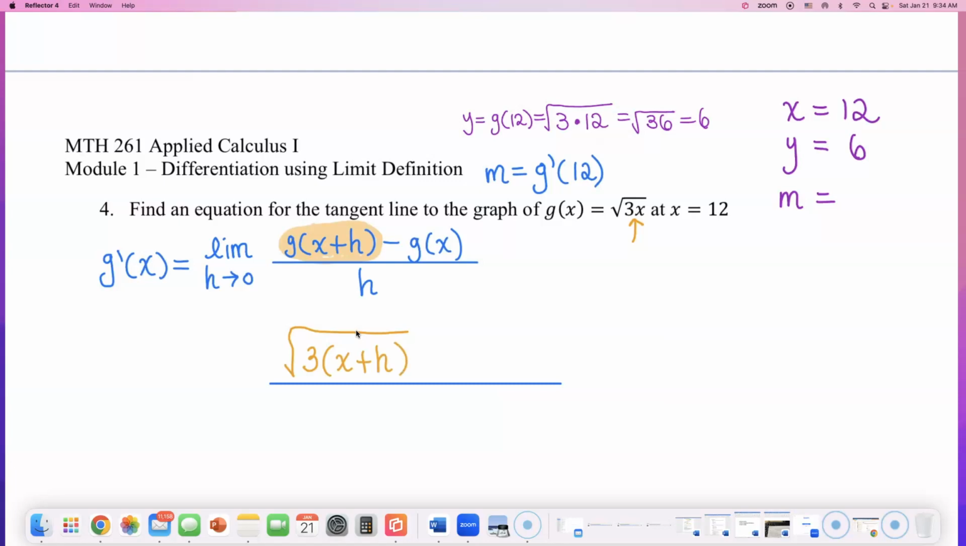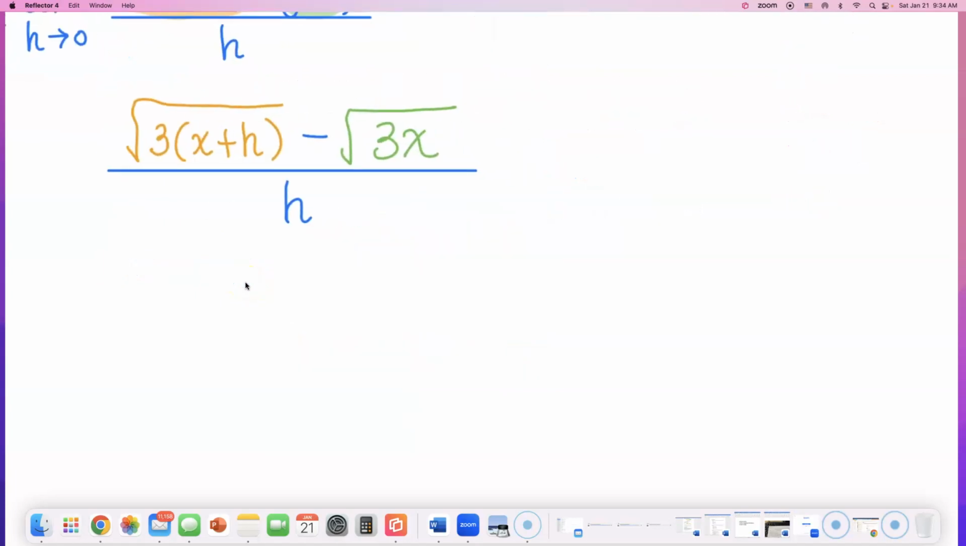I got that. Now the next thing, the formula says subtract, right? So right there, the subtraction sign. So I'll say minus, and they want us to subtract g of x from it. And g of x is just that. So I'll write down square root of 3x all over h. So my goal is to find this difference quotient. When I'm done simplifying this, I will plug in h equals 0. Okay, so let's just work with this for right now.